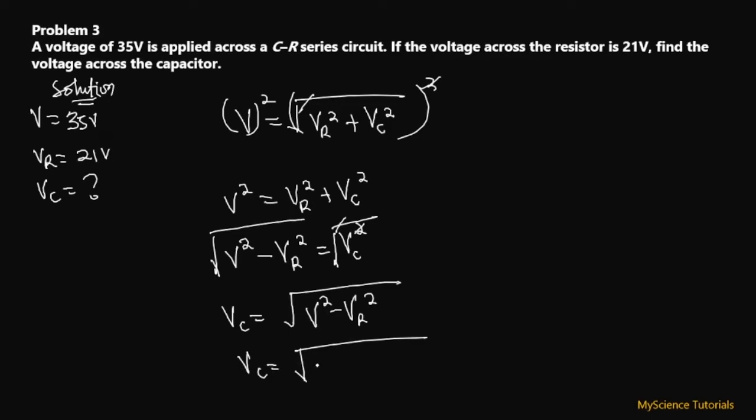Our voltage over here is 35 squared minus our VR, which is 21 squared. So our VC, which is the voltage across the capacitor, is equal to the root of 35 squared minus 21 squared, and the root of that answer will give us 28 volts as the voltage across our capacitor.